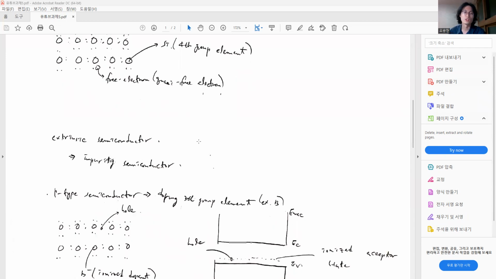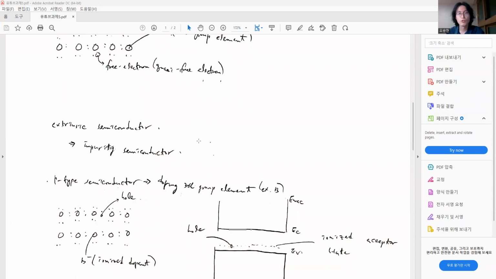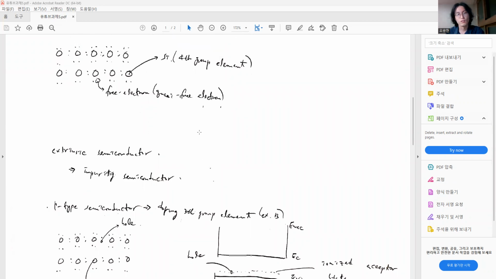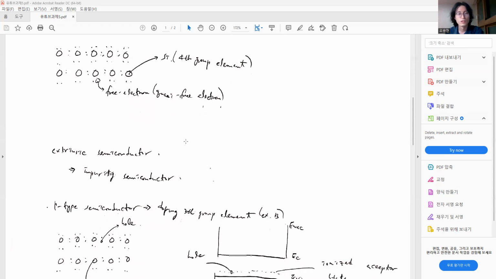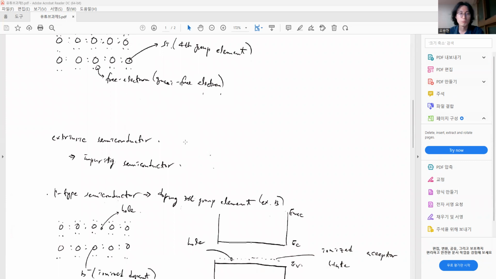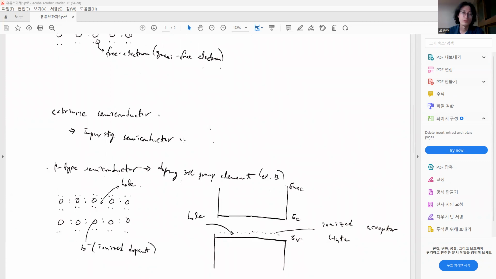However, for the extrinsic semiconductor, which means the impurity semiconductor, some other element is doped to the intrinsic semiconductor. For example, for the p-type semiconductor, the third group element, especially boron, is doped to the intrinsic semiconductor.